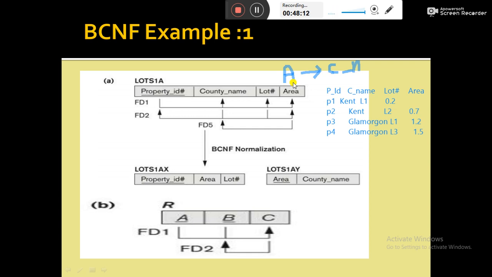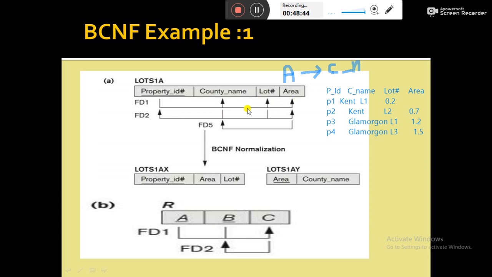So based on this FD, we can populate our relation in that way. So county name is dependent on area, or area determines county name. So this is FD5 that is added. Now we have to check whether the relation is in BCNF or not. But before that, again we can recheck whether the relation is in 3NF or not.